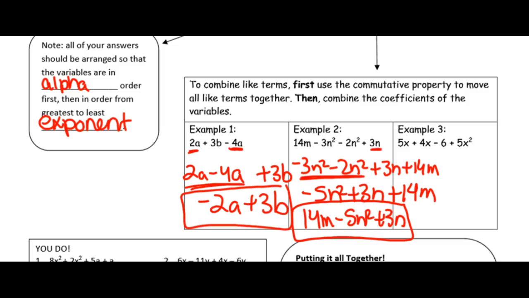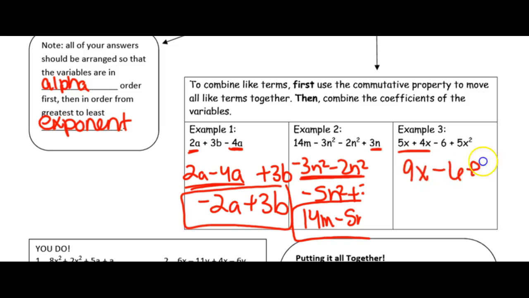Example 3, I can see right here that I have some like terms. I'm going to erase this previous problem because I went over my space there. So I have some like terms right here, 5x plus 4x, and when I combine those, that's 9x minus 6 plus 5x squared.